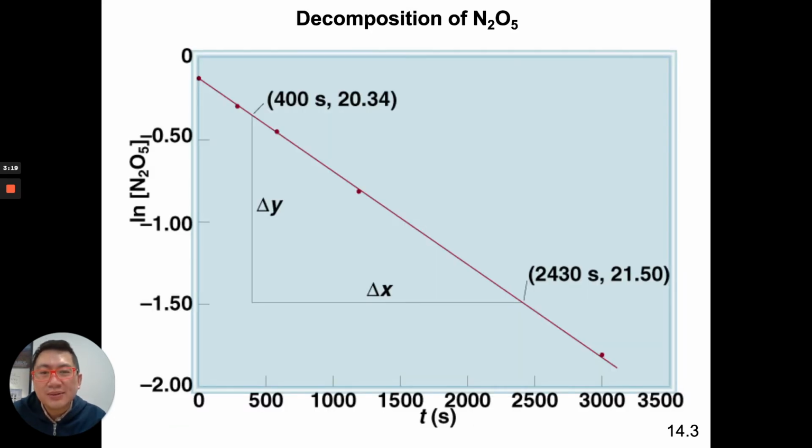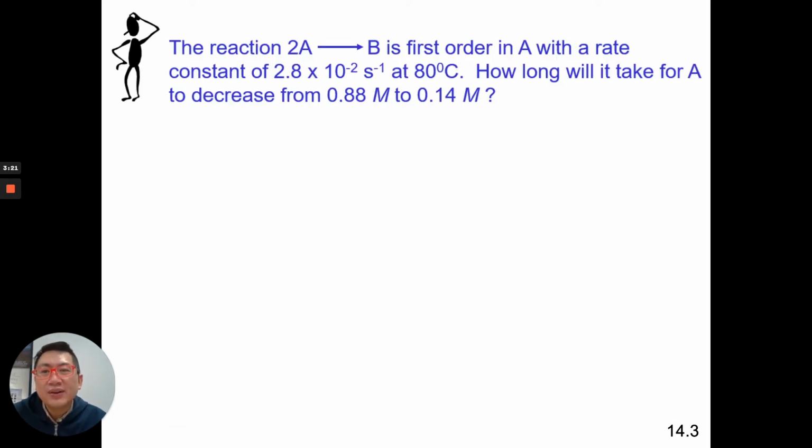So I'm going to skip this one for now. Let's say we have here the reaction 2A makes B. It's first order with respect to A with a rate constant of 2.8 times 10 to the minus 2 per second at 80 degrees Celsius. How long will it take for A to go from 0.88 molars to 0.14 molars?